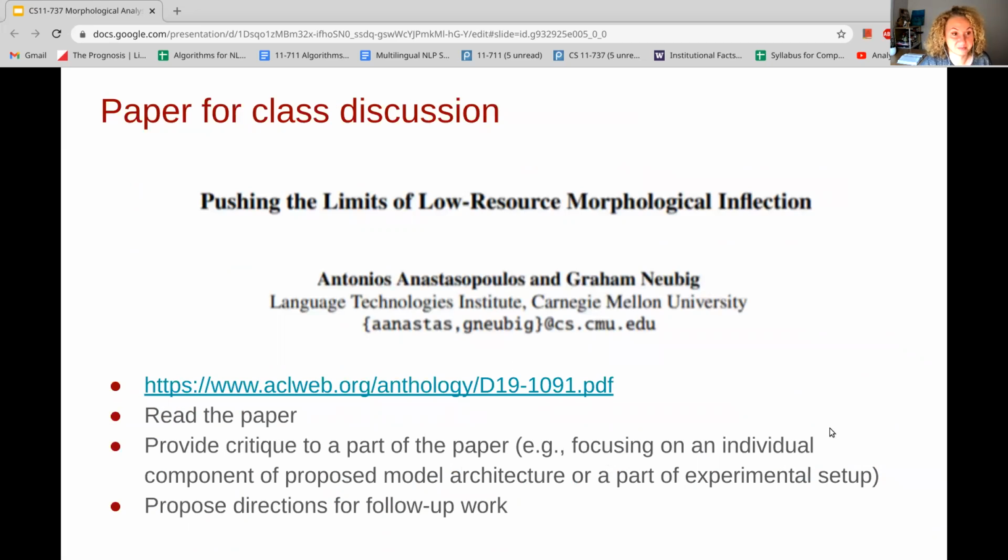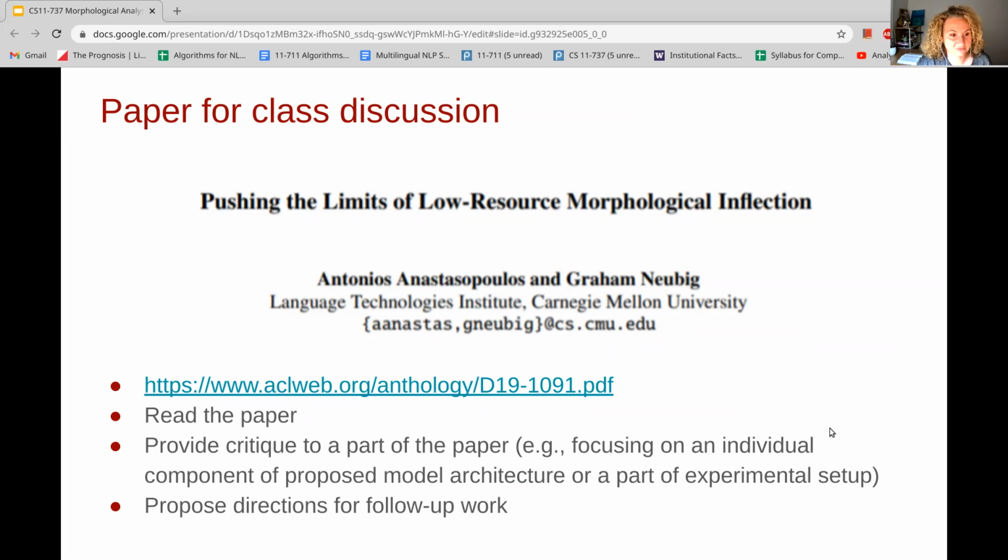And to read a particularly interesting paper about morphological generation, let's read this paper that I put in this slide. It particularly focuses on low resource settings. Morphological inflection has been pretty thoroughly studied in the monolingual high resource setting. But in this paper, Adams and Neubig focus on the low resource perspective and on cross-lingual transfer across languages.